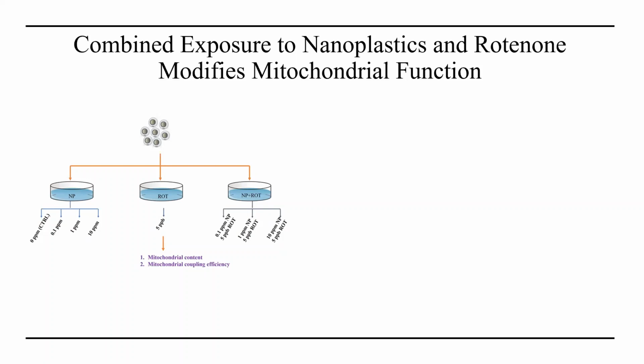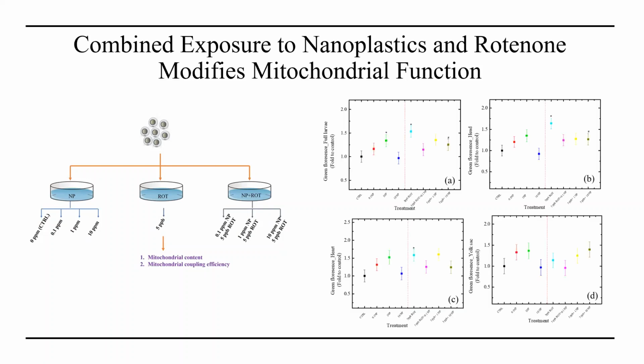We analyzed mitochondrial content and mitochondrial coupling efficiencies. Let's look at the mitochondrial content first. Mitochondrial content was analyzed in whole larvae and separately in the head, heart, and yolk sac. Each graph has 2 phases. The left-hand side is for nanoplastics only exposure, and control is indicated in black color. The right-hand side is for combined exposures, and rotenone only exposure is indicated in blue color. Star signs indicate differences from the control, and hashtag is for significant differences between single and co-exposed counterparts.